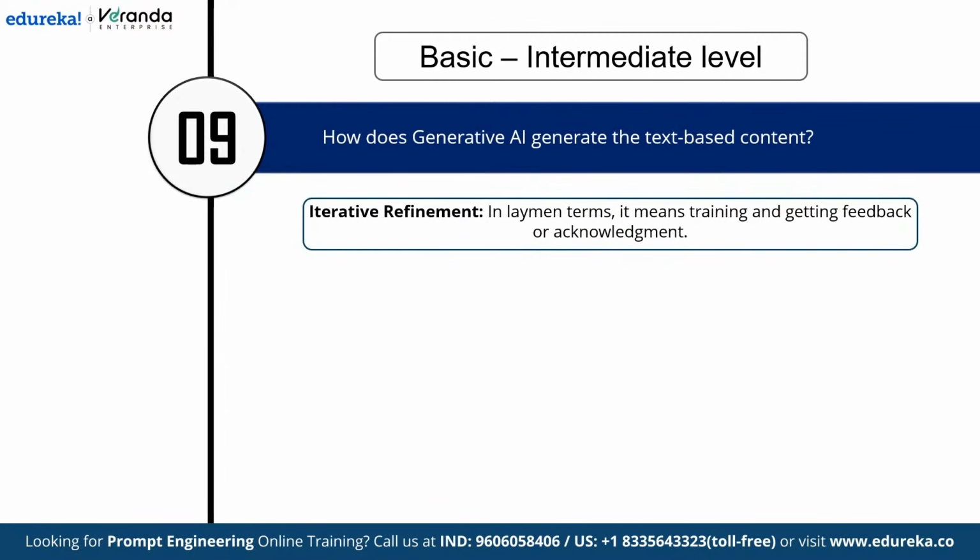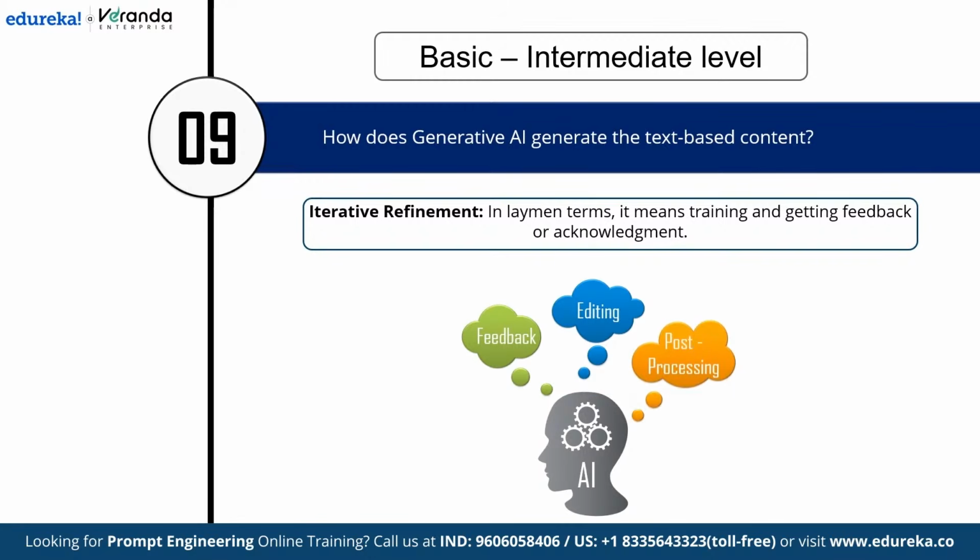Next, the iterative process. In simple terms, it means improving the model by training it, receiving feedback, and making adjustments based on that feedback to enhance its performance. So in summary, generative AI models like GPT generate text by predicting word sequences based on learned patterns from extensive training data, while understanding and maintaining context throughout the generation process.